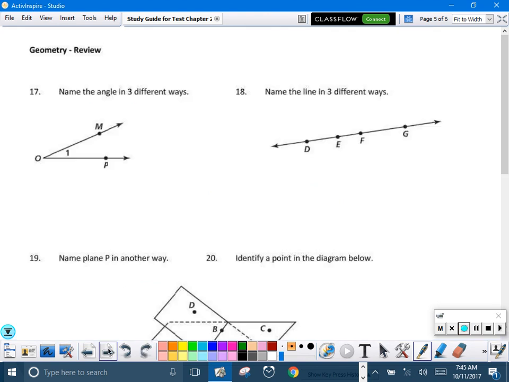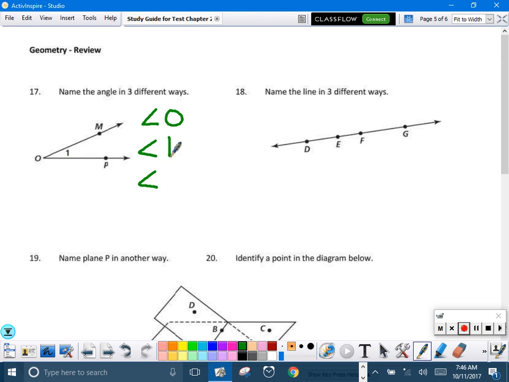All right, last page. Name the angle in 3 different ways. All right, so remember the angle symbol looks like a crooked L. So you're going to need that. If you don't have the angle symbol, you're not going to get it right. So you can name an angle with one letter. So letter O, so angle O. You will notice that there's a number in that angle. You could say angle 1.